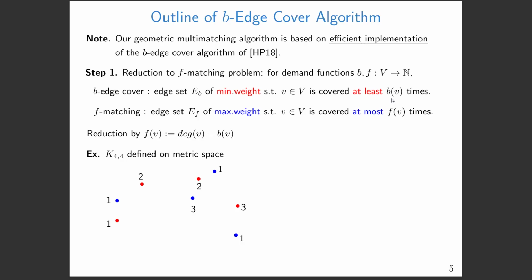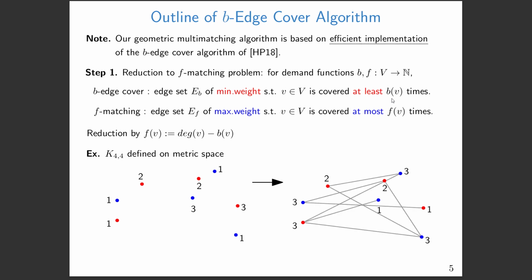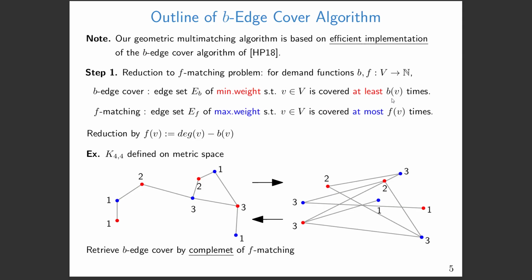Here is an illustration with a K_{4,4} example. Just make the reduction by taking f_v as degree(v) minus b_v. Suppose we somehow get an f-matching solution of this instance; then we take the complement of this f-matching, and this will give us a b-edge cover solution. And it's not hard to observe that this reduction is safe.